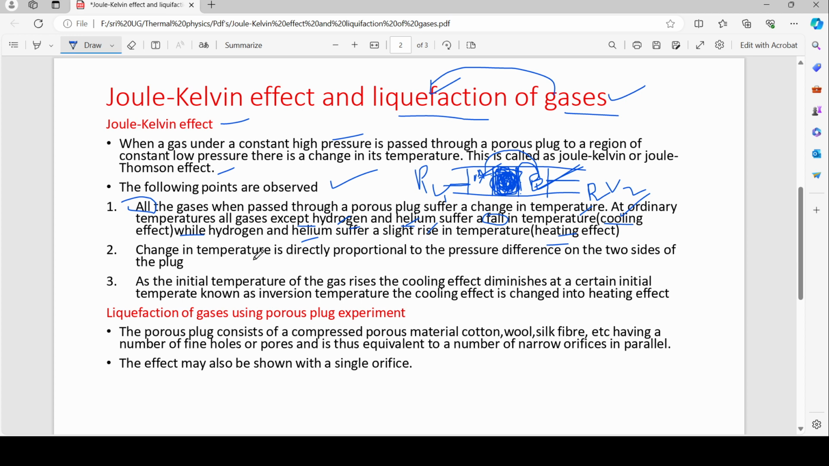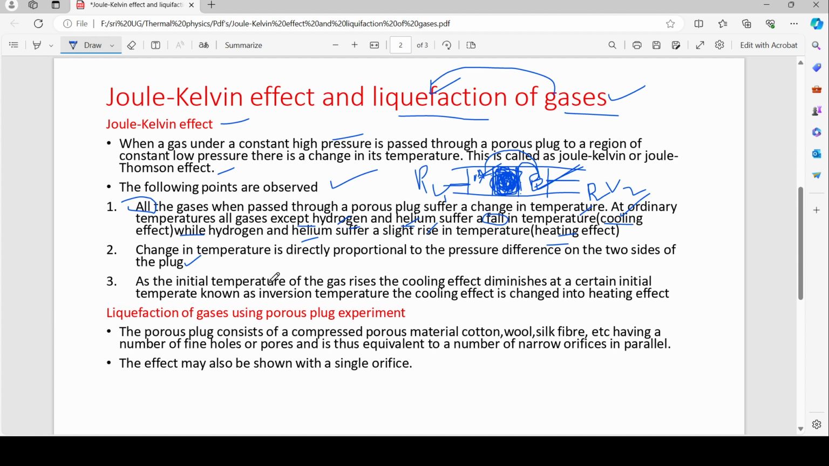The change in temperature is directly proportional to the pressure difference on the two sides of the plug. So the change in temperature depends upon what? Only the difference of the two pressures. If the pressure difference is more, then the fall in temperature, or change in temperature, is also more.